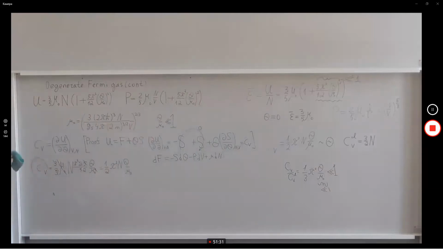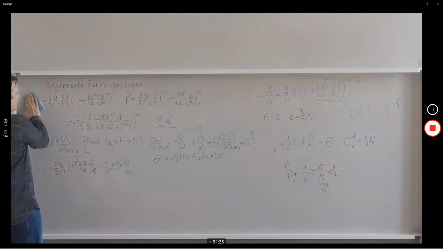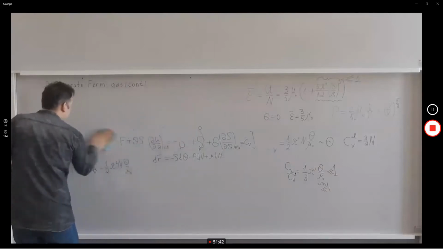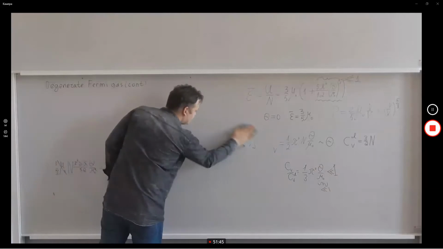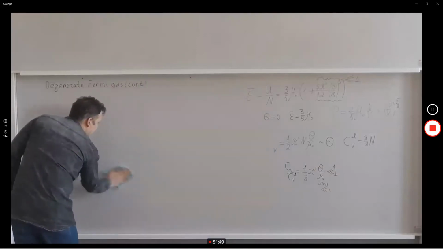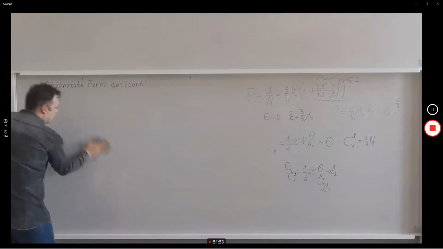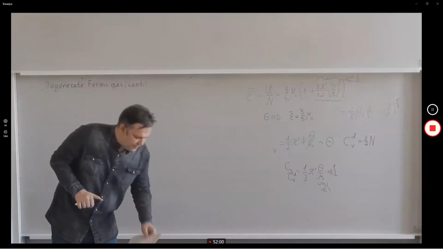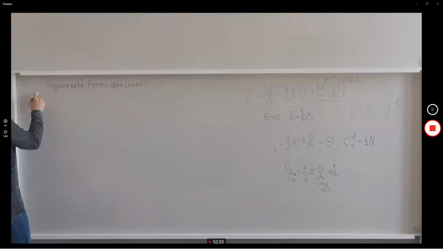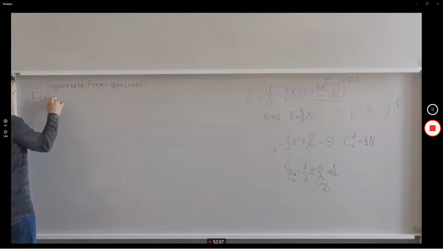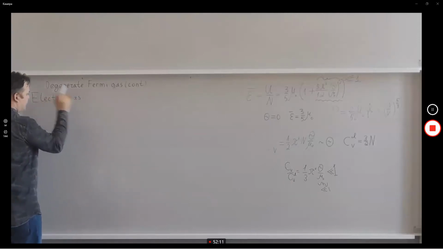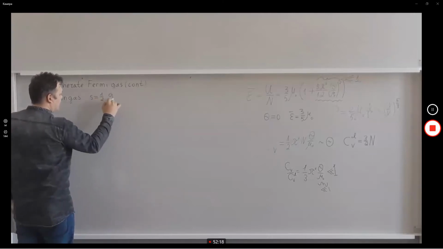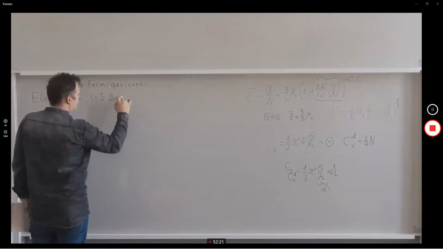And now we should consider a concrete example of a degenerate Fermi gas. It's an electron gas in metals. And here I want to make exact estimates of the thermodynamic parameters of the gas. So we consider electron gas. The spin of the particles equals 1/2, and the spin degeneracy equals 2.